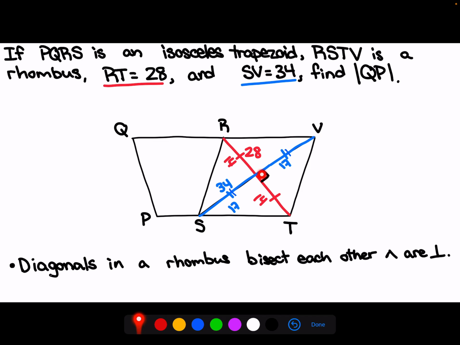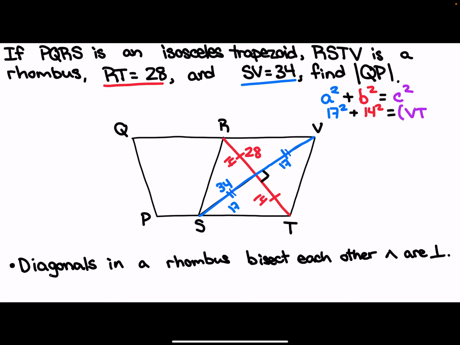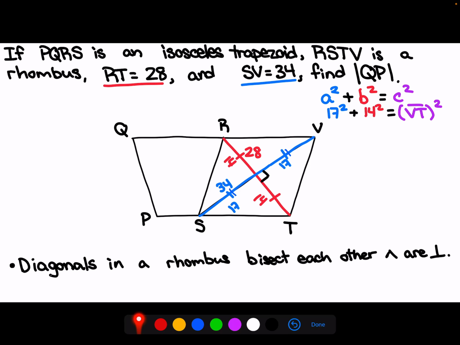And if we have a right triangle, then we can use Pythagorean's theorem. So we have a squared plus b squared equals c squared, where a is 17 and b is 14. VT, our side length, will be our hypotenuse. 17 squared is 289, plus 14 squared is 196.